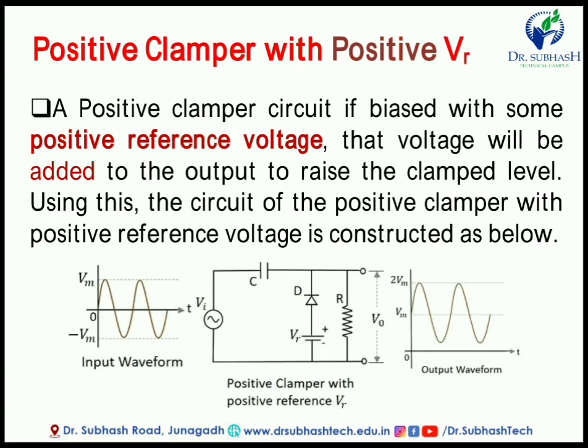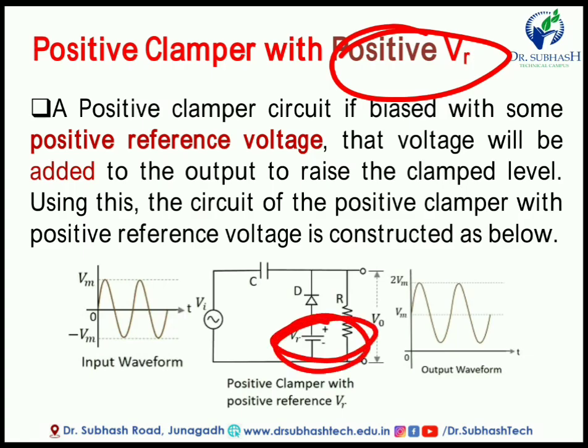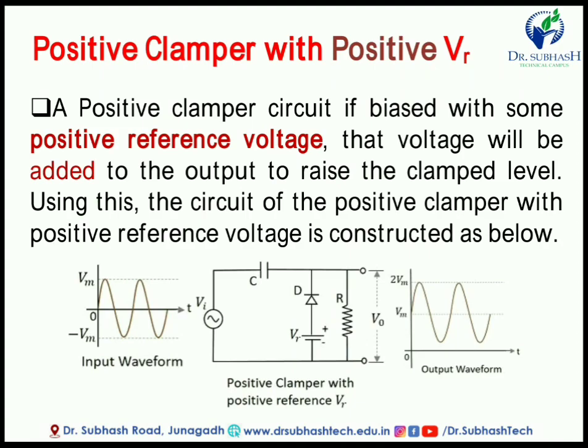Now this is the positive clamper with positive VR, where we add some positive biasing voltage to further increase the DC level, to more than 0 or minus Vm. Then we have to add some VR. This VR is a voltage that increases the DC level. The waveform shape stays the same, and only some DC level is introduced.